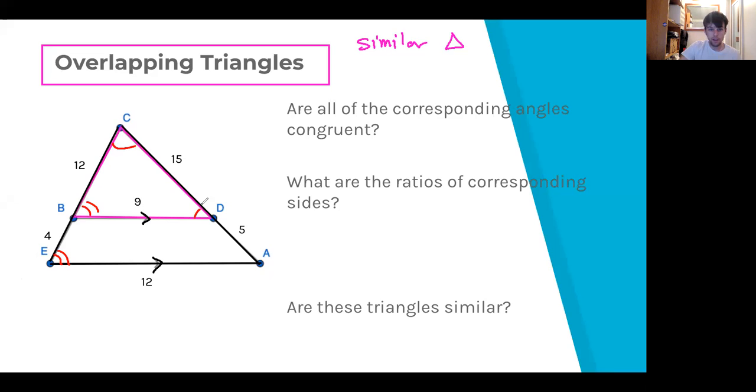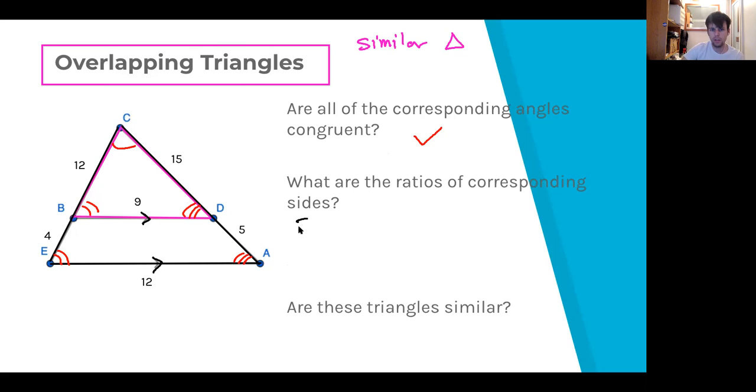And then same thing on this side. These are also considered corresponding angles. Because again, parallel lines, transversal, left of the transversal, above the line, same position. So all the corresponding angles are congruent. Second part, well, these are kind of made up side lengths here, but let's just demonstrate that in this case, they are actually equal ratios.